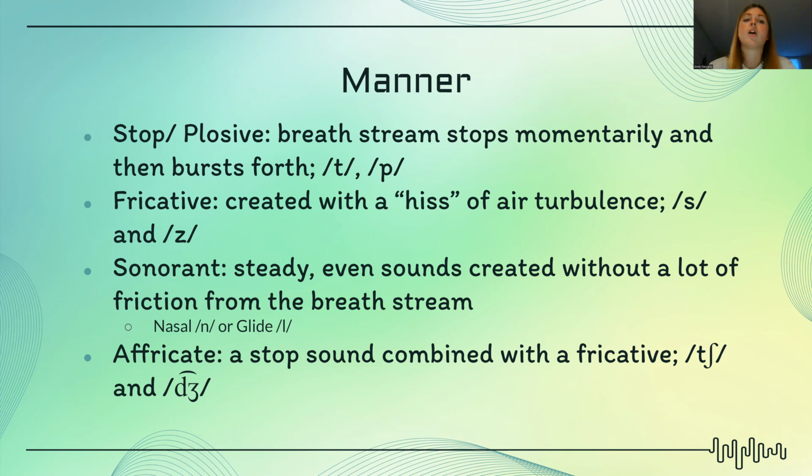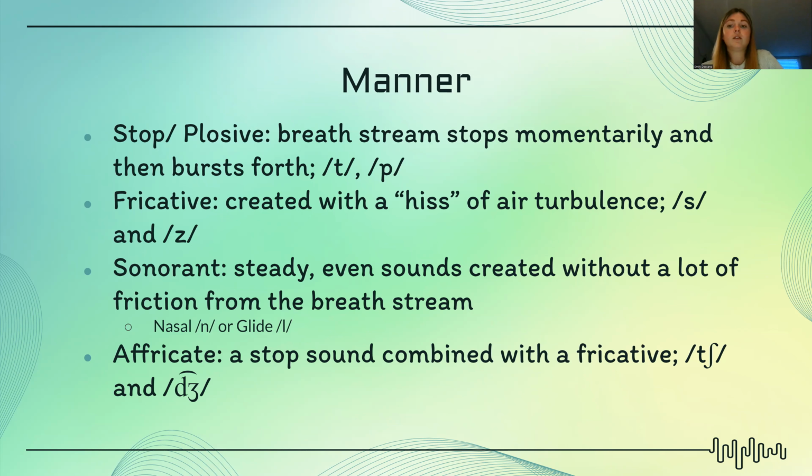The next class are called sonorants. They're kind of more vowel-like. They're made with less points of constriction in your mouth. They're steady, even sounds, not a lot of friction, not a lot of points of constriction in your mouth when you make those sounds. And those are further broken down into two categories called nasals and glides, which we'll talk about later. But sonorants are the more kind of sing-songy consonants that are kind of held out a little bit more like vowels. And then the last one is called an affricate. And this one is sort of a combination of a stop and a fricative.